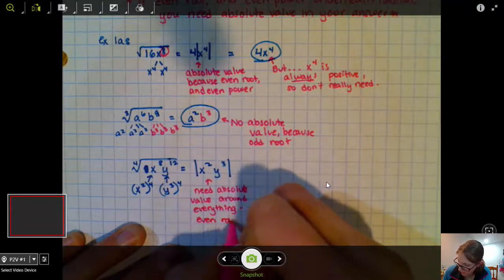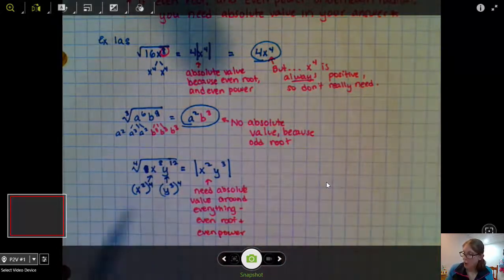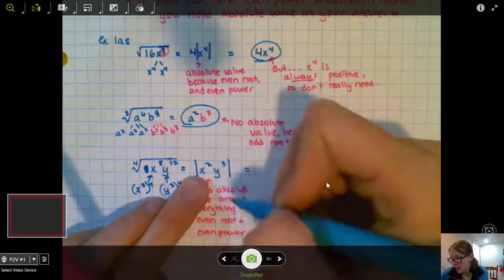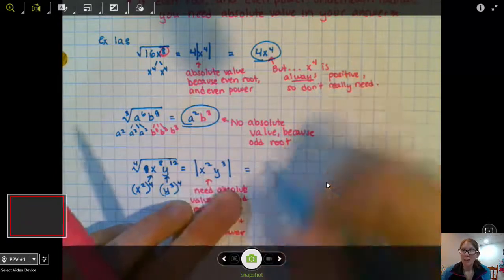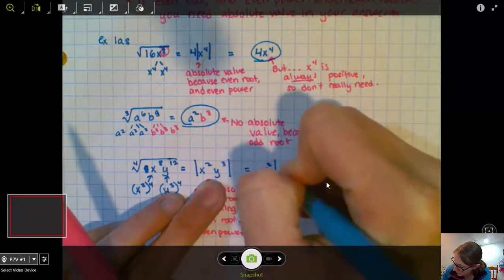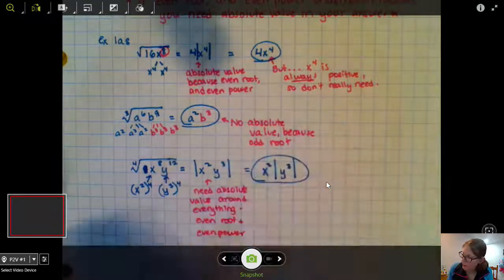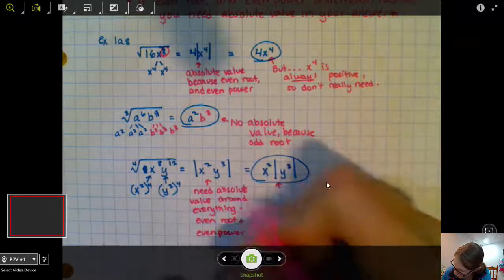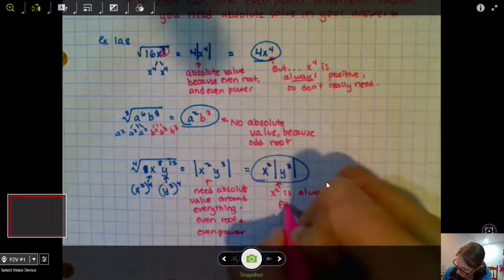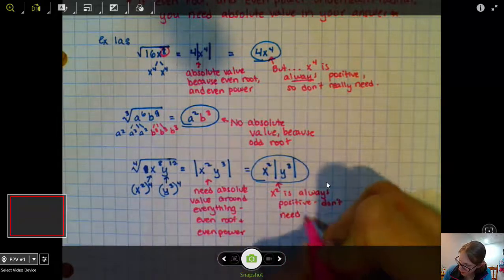Even root, even power. But do we really need the absolute value around everything? This x squared is always going to be positive, so I really don't need it there. I really do only need the absolute value around the y cubed. So the x squared can be outside absolute value. y cubed needs it still. And that is my final answer. So x squared is always positive, don't need absolute value.